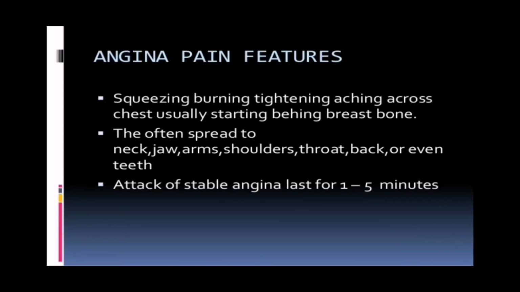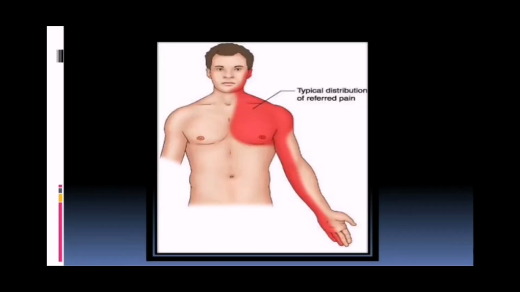Angina pain features: squeezing, burning, tightening, aching across the chest, usually starting behind the breastbone. It often spreads to the neck, jaw, arm, shoulder, throat, back, and even the teeth. An attack of stable angina lasts for 1 to 5 minutes. There is a diagrammatic representation of the typical distribution of referred pain in angina patients.